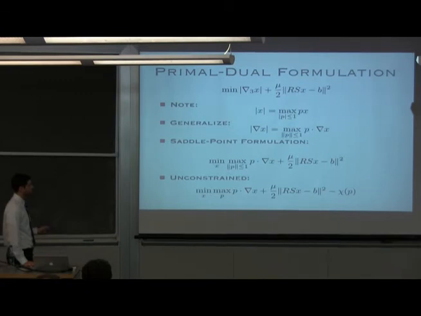And finally, we're going to write this as an unconstrained problem. We're maximizing with respect to p to get back total variation here, and we're still minimizing with respect to x. But we've dropped these constraints on p, and instead we've written them here as an indicator function. So the indicator function of p is infinity when p does not satisfy these constraints, and it's 0 when these constraints are satisfied by p. So all we've done is take this constraint on p and write it out here as an indicator function.